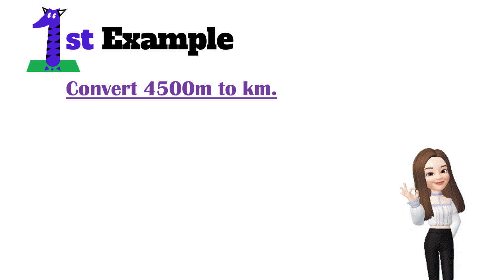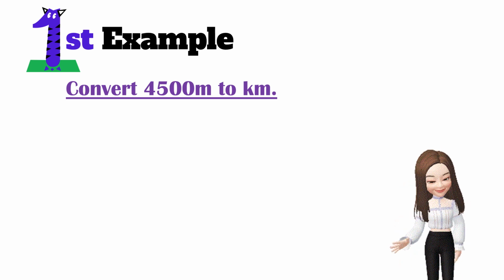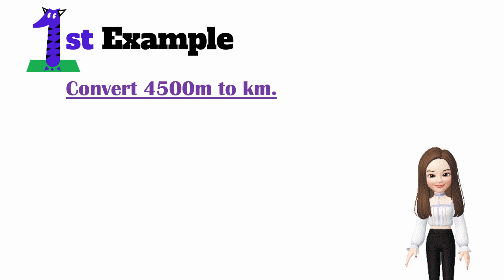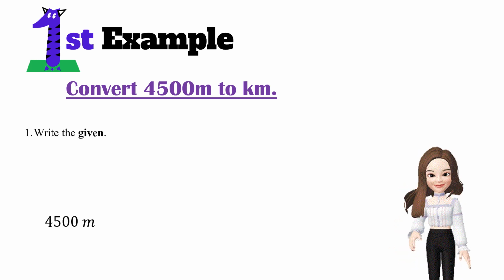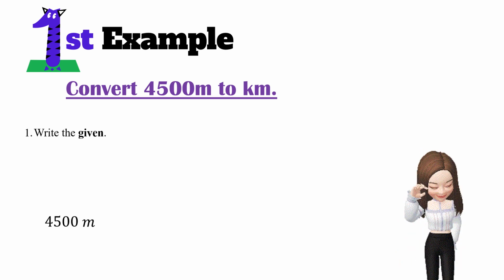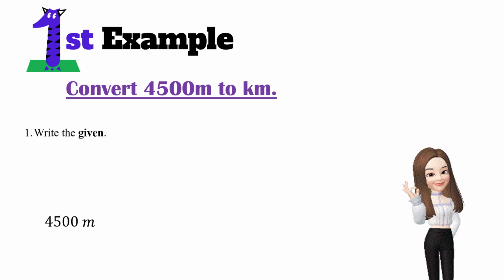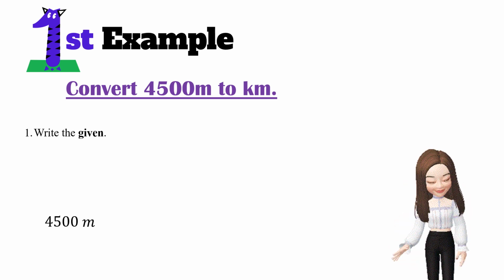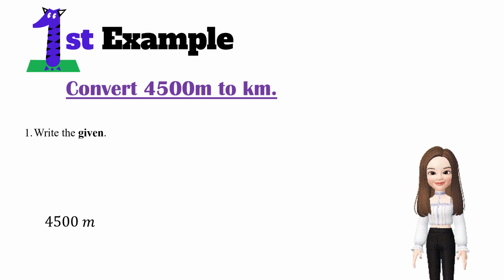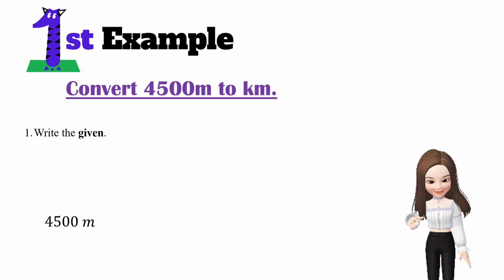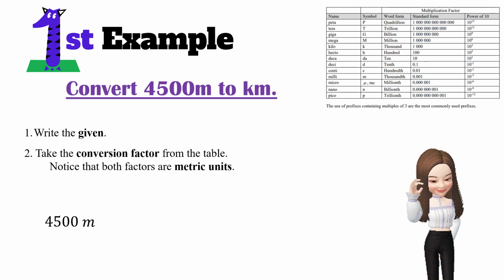For the first example, convert 4,500 meters to kilometers. First, you have to write the given. That's 4,500 meters. Now list the units you have and the units to which you want to convert. In this case, we have units in meters and we want to convert to kilometers. Next, we need to determine a conversion factor relating meters to kilometers. So take the conversion factor from the table.